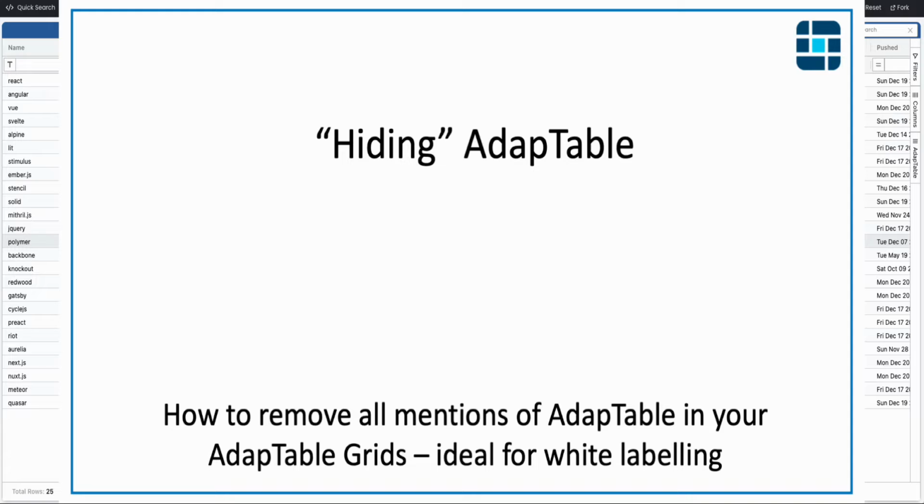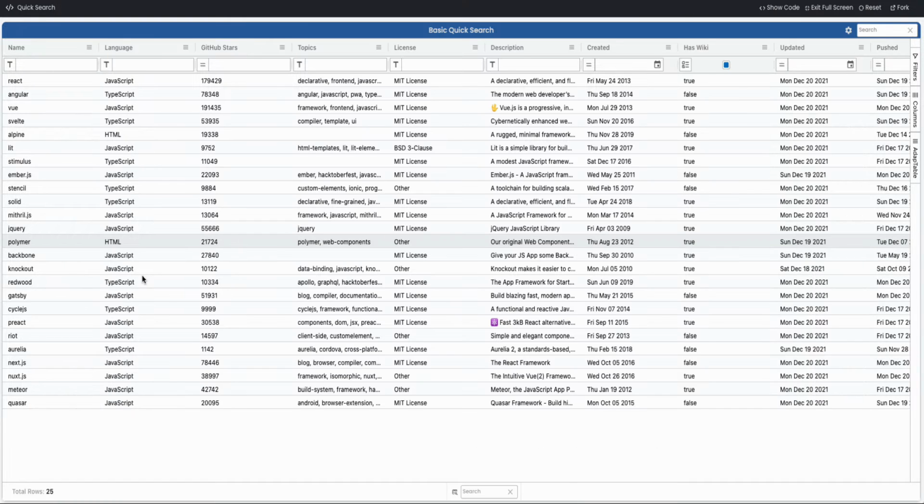In this video, we're going to show you how you can hide Adaptable. Even though obviously we're very proud of our product and we think it's wonderful, we do know that there are some users who might want to white label Adaptable as part of a bigger system, or maybe they're a development team who are provided a whole application and they don't want to confuse their users by having different components from different vendors.